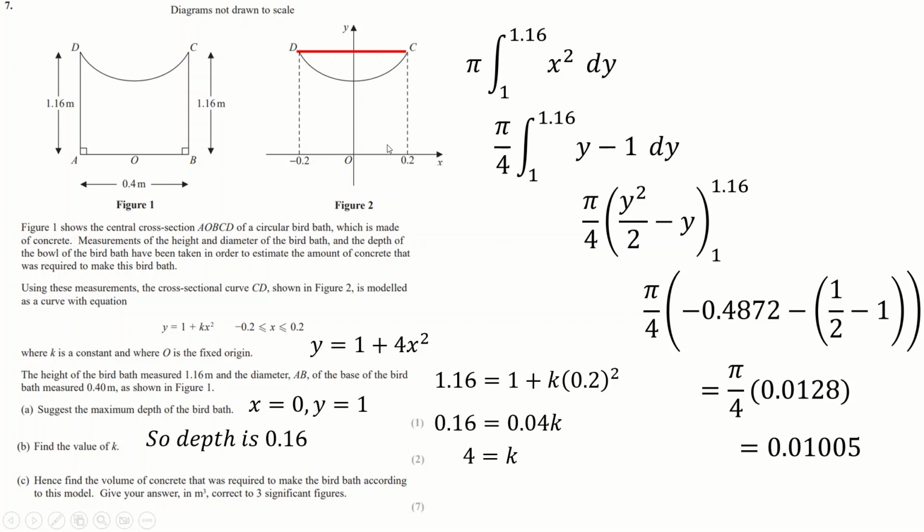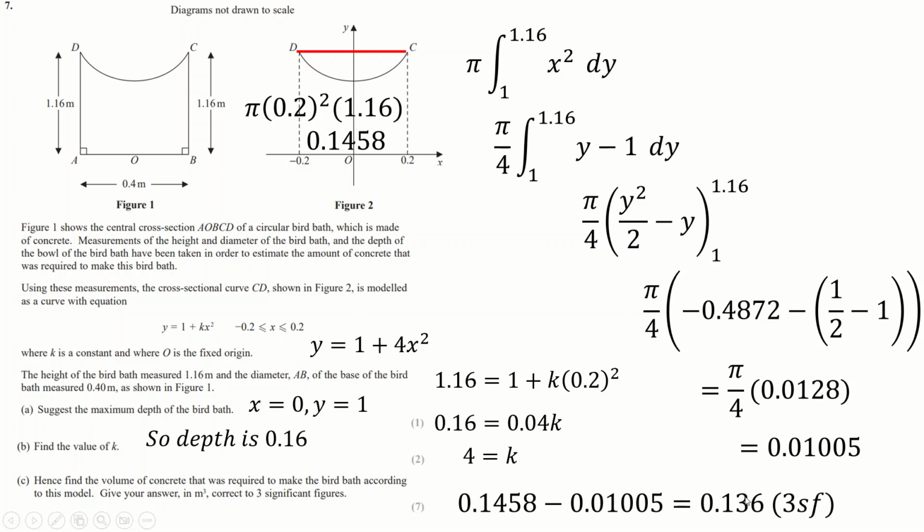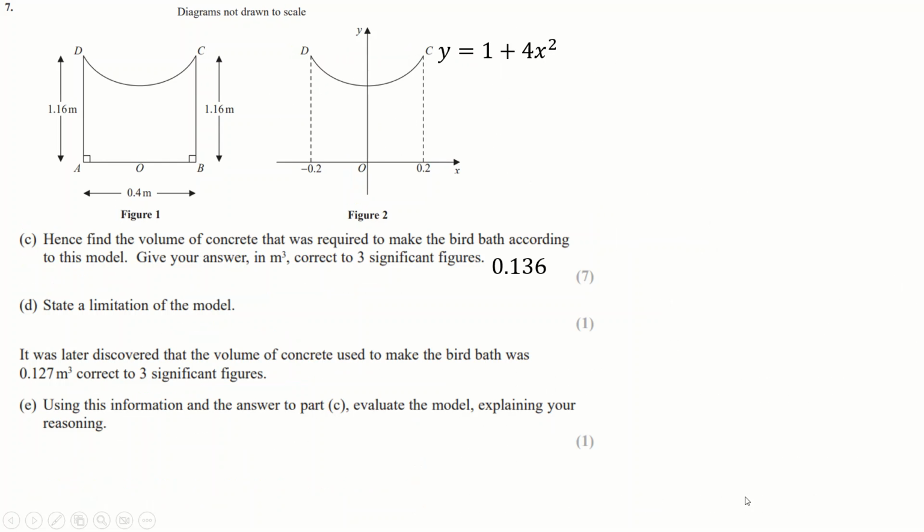So now I can take away all of this area, or this is just a cylinder, isn't it, when you swivel it around. So it's radius 0.2, height 1.16, the volume of a cylinder is pi times r squared times h. R is this, h is that, and so now we're going to do this cylinder minus that thing we found down here, take those away, and we get this figure here. And that will be our answer.